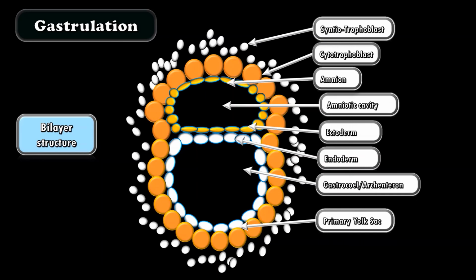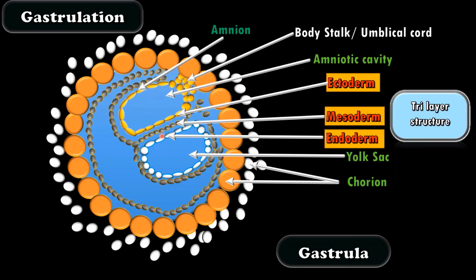Now, the formation of mesoderm occurs between ectoderm and endoderm. So, this is a gastrula with three layers: ectoderm, mesoderm, and endoderm. All body parts are produced from these basic three germ layers.